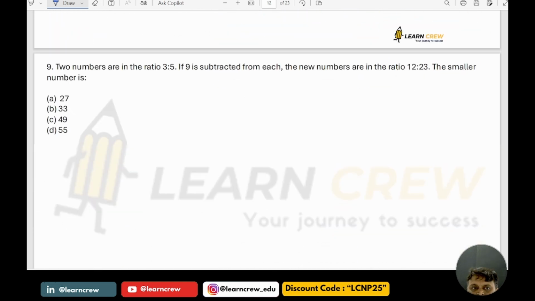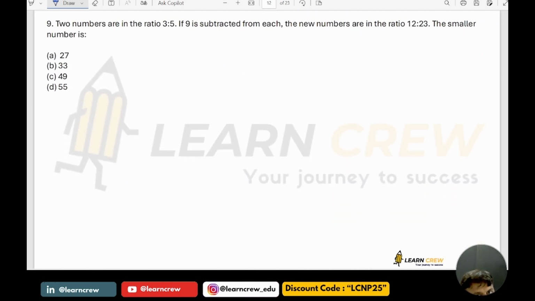This is done. Now two numbers are in the ratio 3 is to 5. When 9 is subtracted from each, the new numbers are in the ratio 12 is to 23. Please see here, initially the ratio is 3 is to 5. This is 3 parts, this is 5 parts. When 9 is subtracted from both numbers, the ratio becomes 12 is to 23. Then find the smaller number. Smaller number is 3 parts, right?